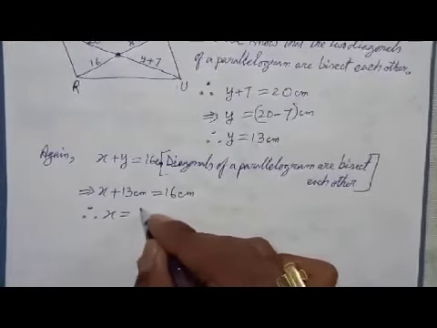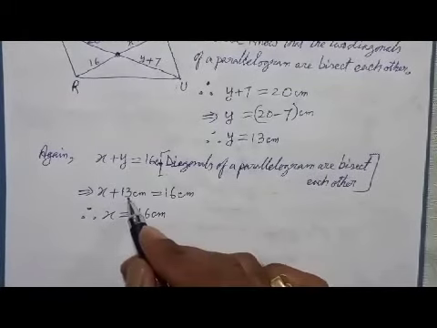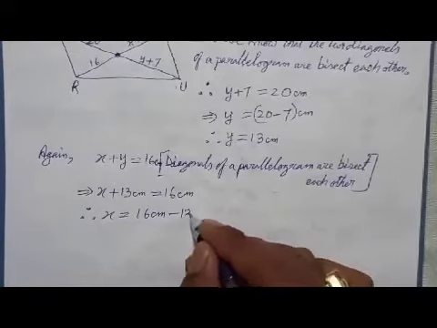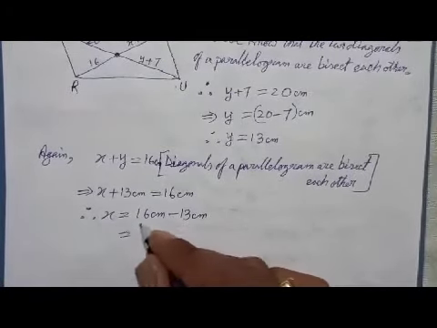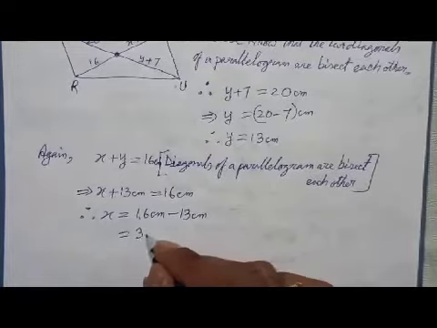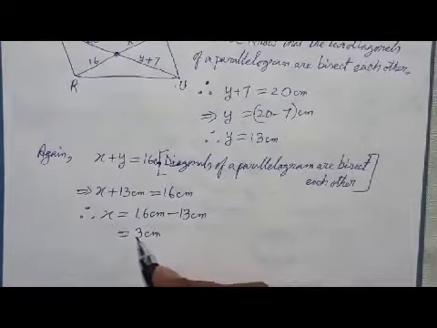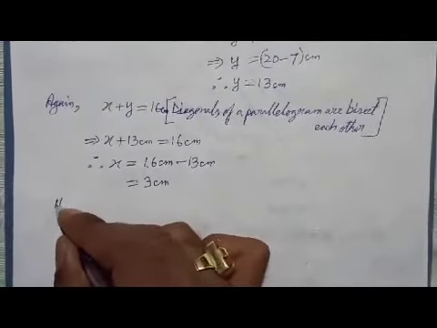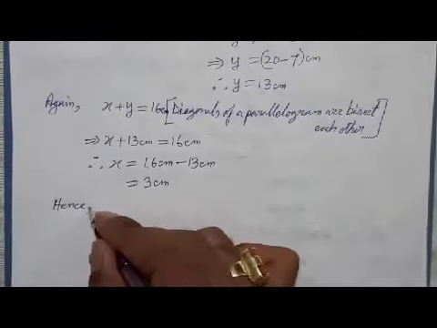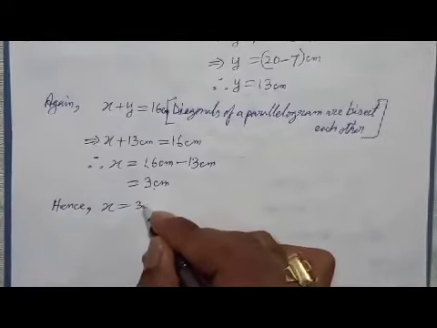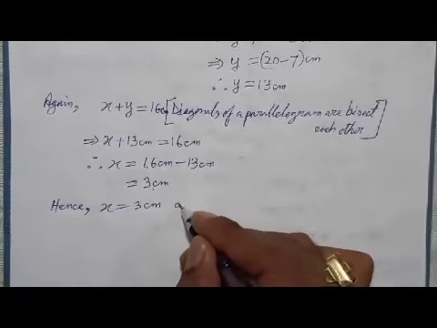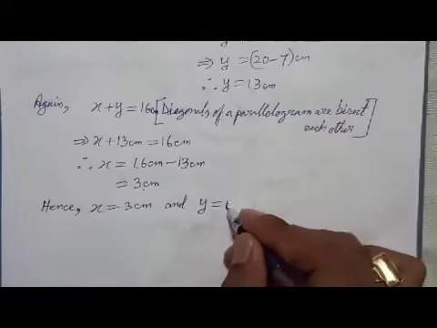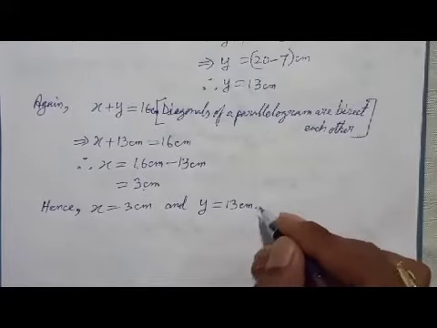Therefore, x is equal to 16 centimeter. If 13 centimeter is transposing to the other side, this plus sign will be changed to minus, or minus 13 centimeter. 16 minus 13 is 3 centimeter. Now we are getting x is equal to 3 centimeter. Hence, x is equal to 3 centimeter and y is equal to 13 centimeter. Here this question is over.